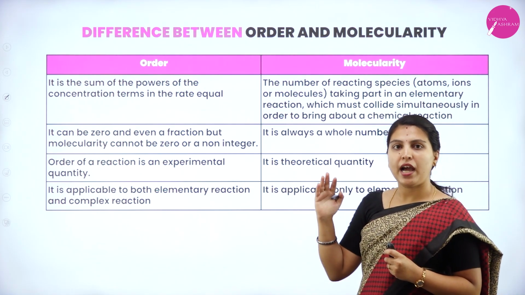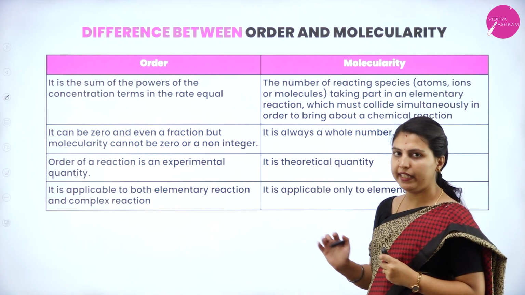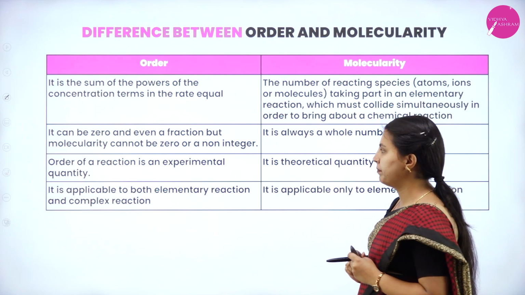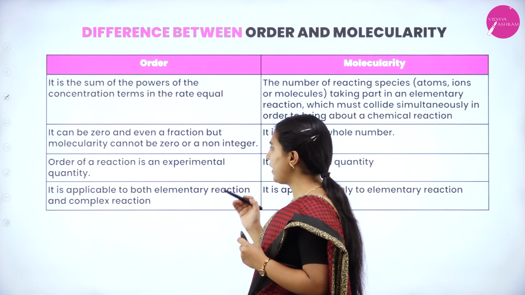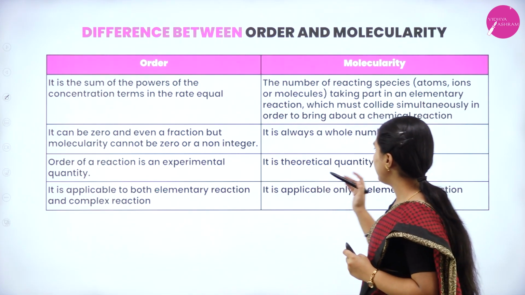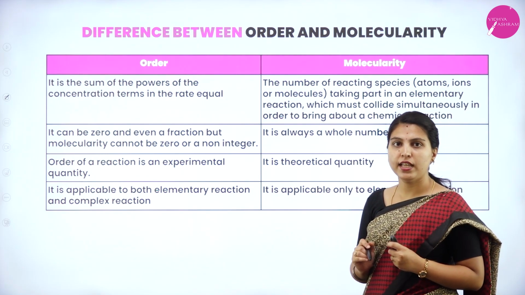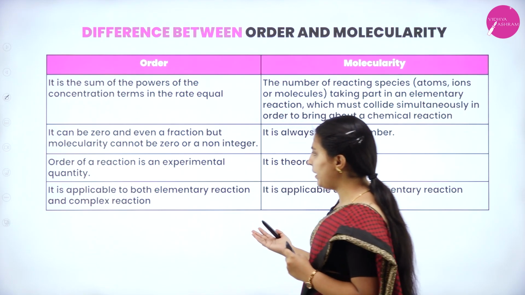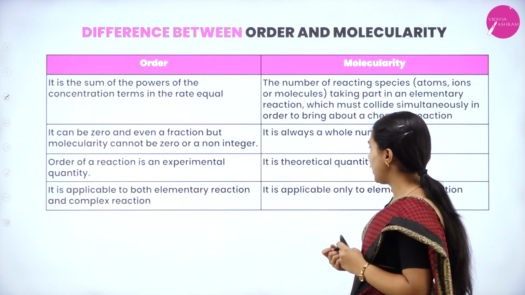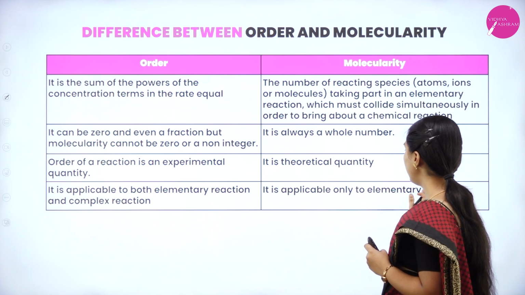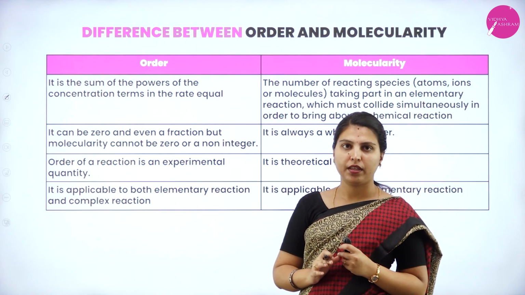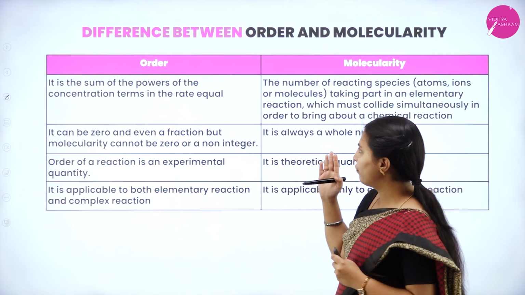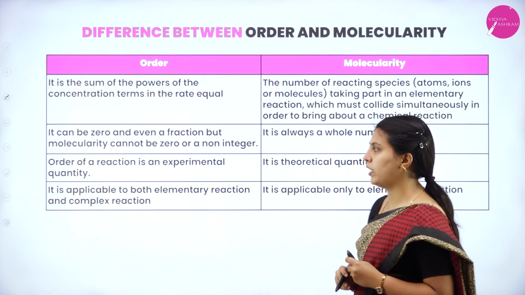In order, it can be half or zero or any number, but molecularity should be a whole number only. Order of a reaction is an experimental quantity. Molecularity is a theoretical quantity. Order is applicable to both elementary reactions and complex reactions. Molecularity is applicable only to elementary reactions. Okay, these are the major differences listed for order and molecularity.